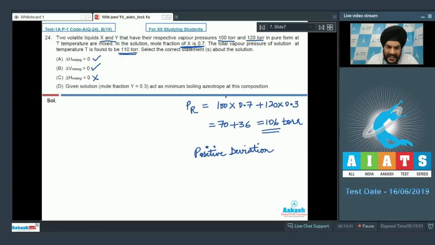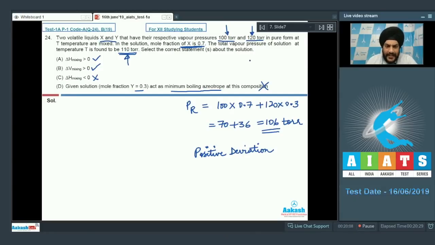And if you look at statement D which is given to us now, the given solution which has a mole fraction of Y equal to 0.3 acts as a minimum boiling azeotrope at this composition. So this is incorrect, students. At this composition, the vapor pressure exerted is 110 torr, but if the solution has to be a minimum boiling azeotrope, it must have vapor pressure greater than both the individual vapor pressures. So the solution would have been a minimum boiling azeotrope if the pressure were greater than 120 torr. So statement D is also incorrect.